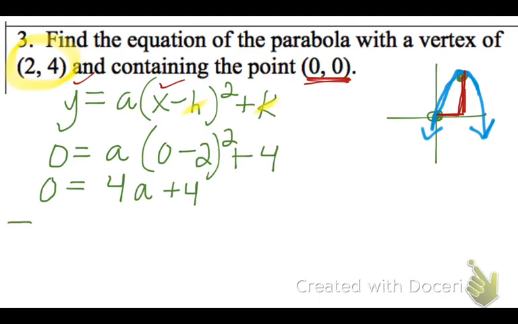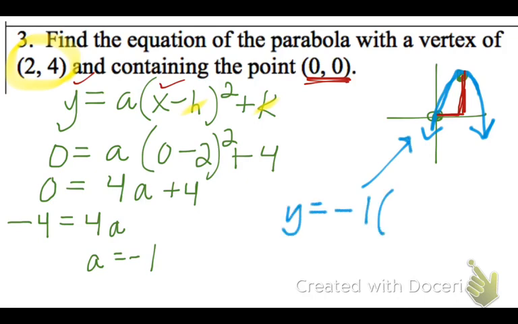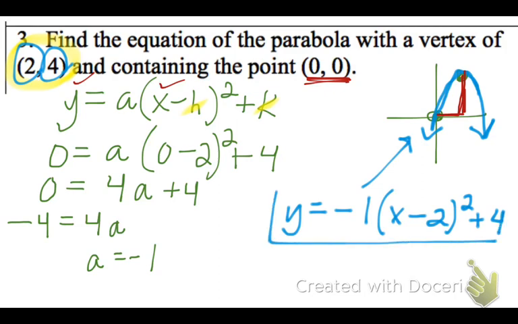And subtract 4 from both sides, and it looks like a is negative 1. So our equation for this parabola would be y equals negative 1. You don't really need to write the 1, but I'll write it anyway. (x minus h, that's 2) squared, plus k, and that's 4. And there's our answer. Nice job. I think that one's all done.